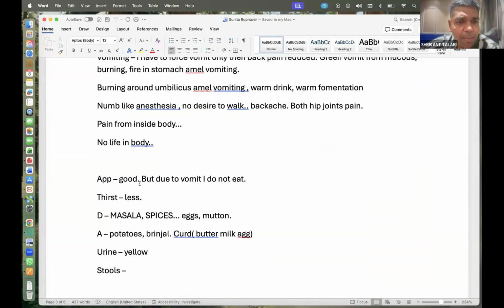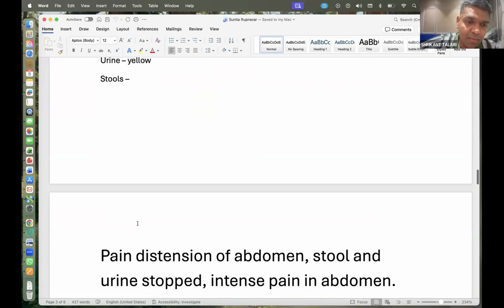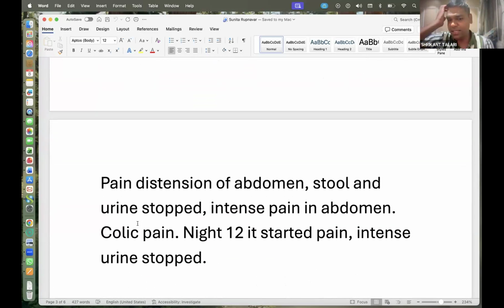Appetite is good, but I am not able to eat because if I eat, immediately there will be burning pain, vomiting, all that. So I'm scared of eating. She's thirstless. She desires masala and spices, etc. And there is aversion to potatoes, brinjal and curd. So that is the case in short. One more thing is the pain is aggravated at night, especially.